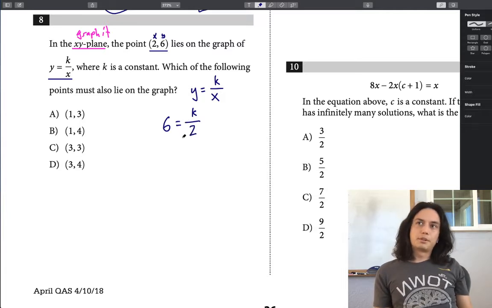We're going to multiply both sides by 2. We're going to get rid of this 2 and put it over here. 12. 6 times 2 is 12. 12 is k. K is 12. All right, so the equation is y is 12 over x.